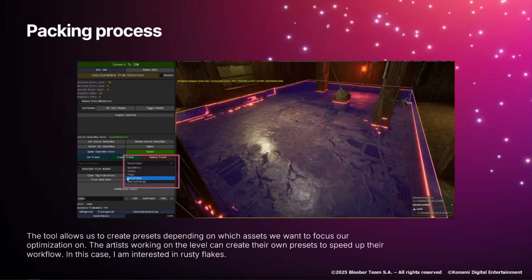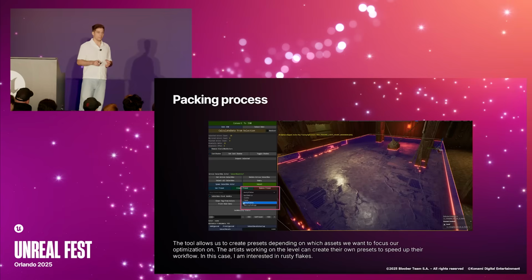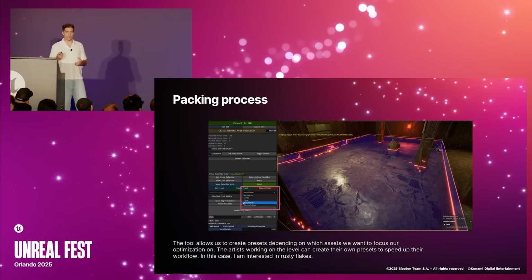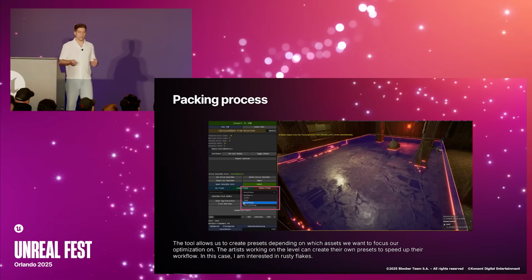There we go. So the tool allows us to create presets depending on what kind of assets we're working with. In this example, I was working on the floor of the Brookhaven Hospital, and this flooring had a lot of these small rust debris sets that I have mentioned earlier. So I've created a rust flakes preset that will only capture these assets because I don't want to accidentally capture anything else because I'm focusing just on that bit over there. And the artists can create their own presets that will be kept in their tool.